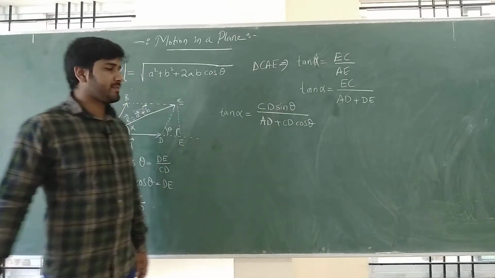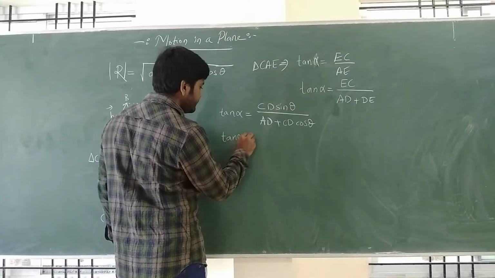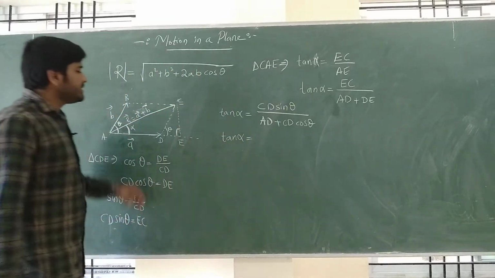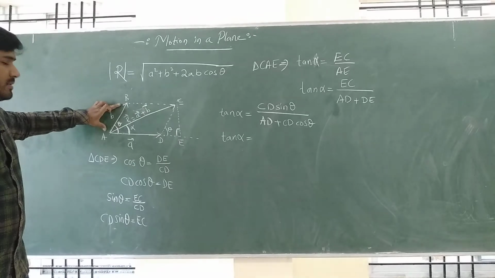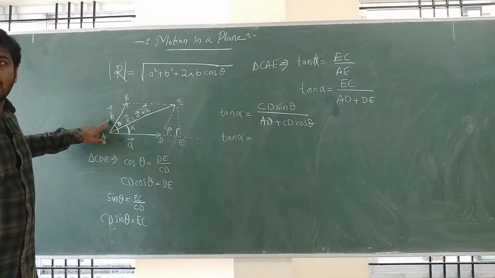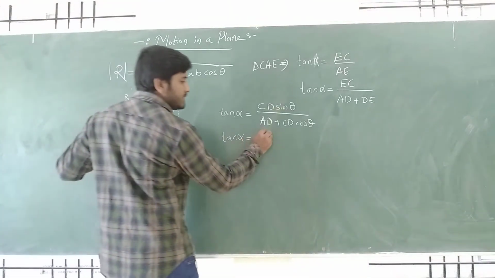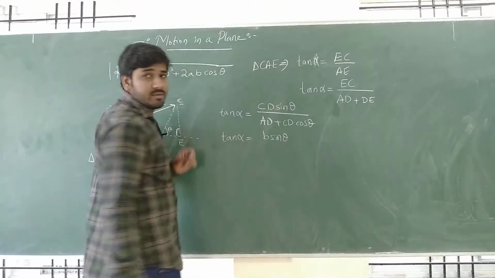Correct? Now, tan alpha is equal to CD divided by... CD is equal to AB. Correct? AB is nothing but vector B. So can I write it as B sin theta? CD I can write as B sin theta.